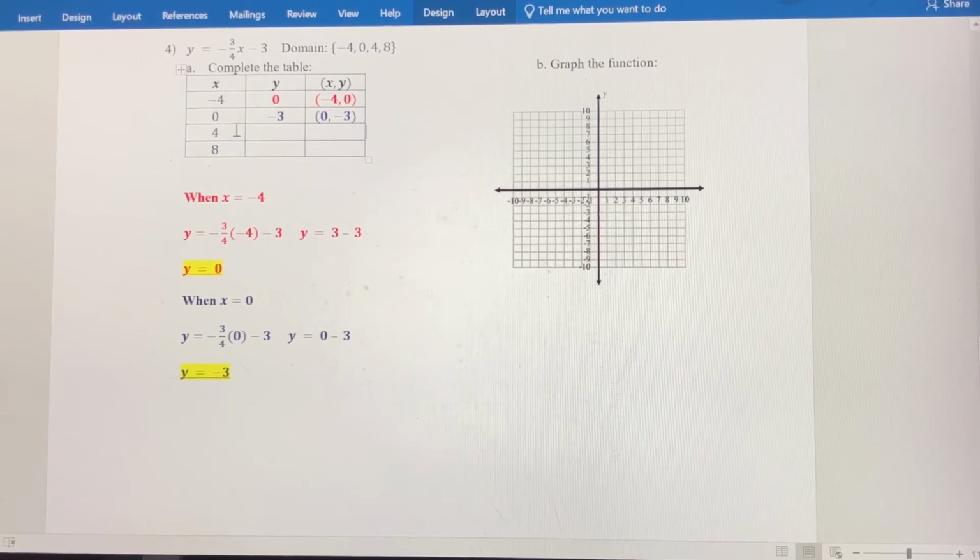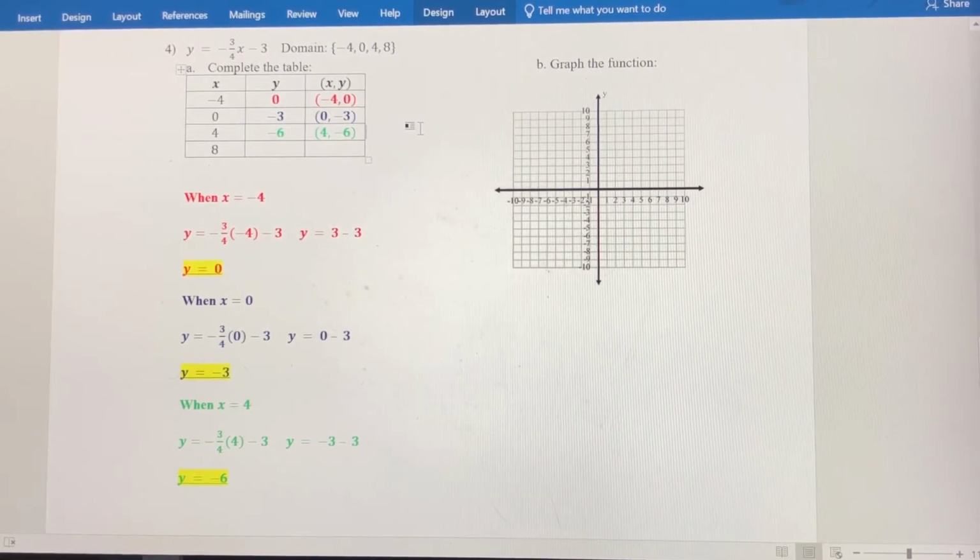Now let's plug in 4. When x equals 4, I plug that in: -3/4 times 4 minus 3. Well, these 4's cancel out, so that leaves me with -3 minus 3, and this simplifies to -6. So when x equals 4, y equals -6, which gives me an ordered pair of 4, -6.